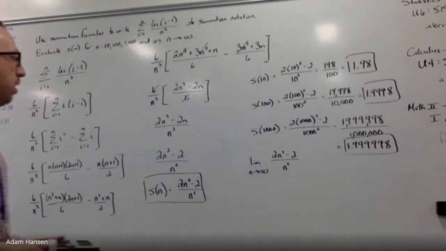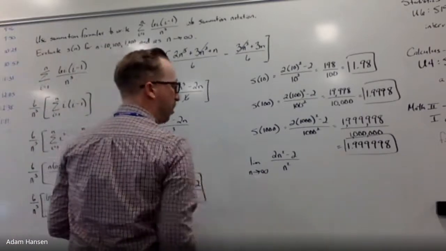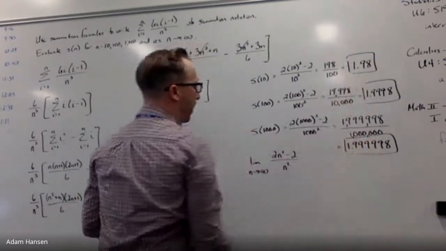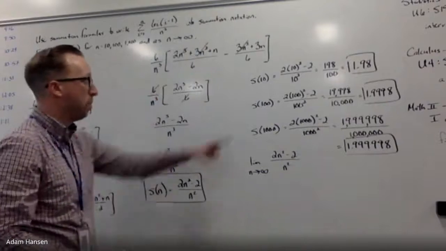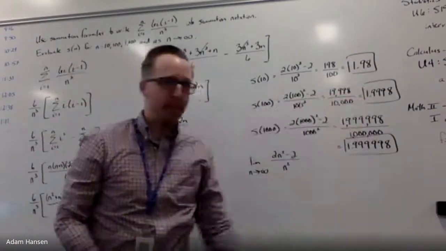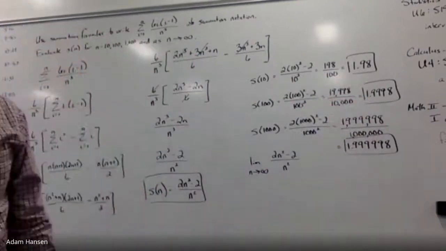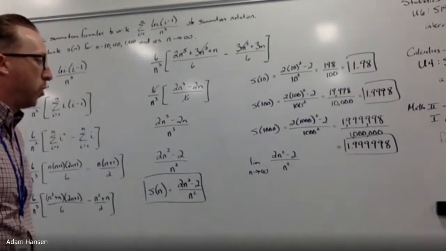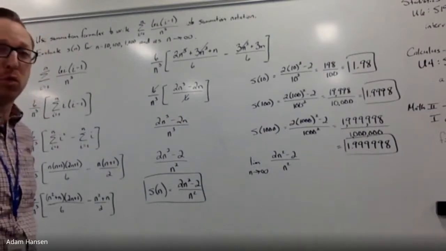Now what's the limit of our summation formula as n approaches infinity? You can obviously see, based off of the work so far, as I increased n, as I went from 10, 100, 1,000, my summation got pretty close to 2. Let's prove that using limits. As n tends toward infinity, this summation should tend towards 2.